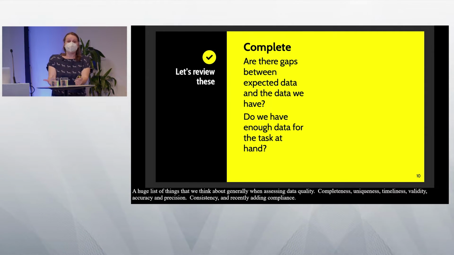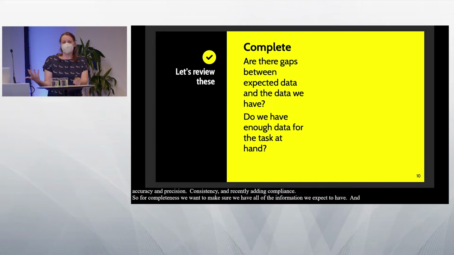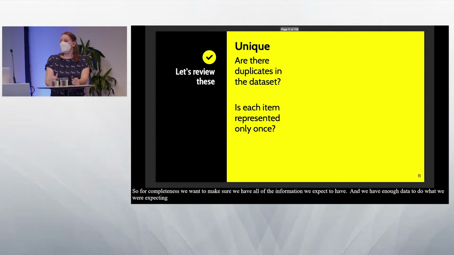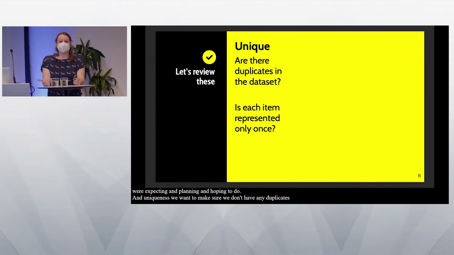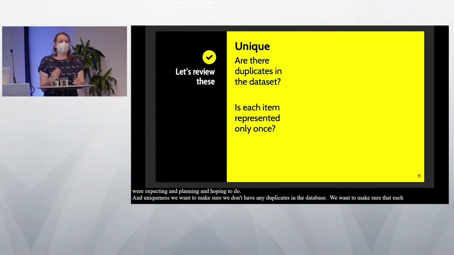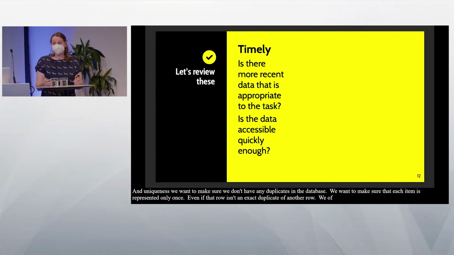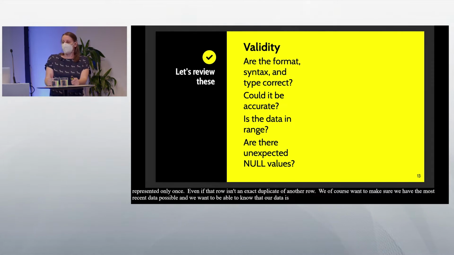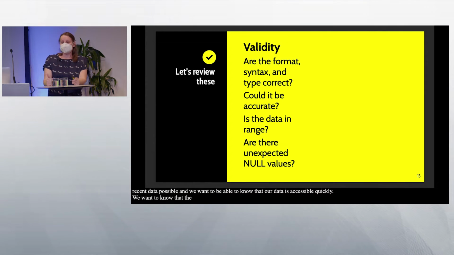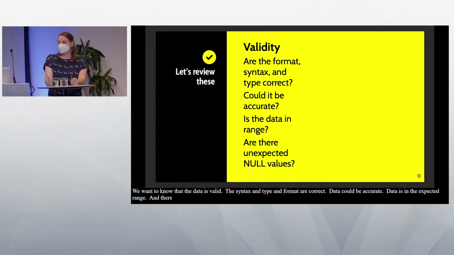For completeness, we want to make sure that we have all of the information we expect to have, and we have enough data to do what we were expecting and planning and hoping to do. Uniqueness: we want to make sure that we don't have any duplicates in the database. We want to make sure that each item is represented only once, even if that row is not necessarily an exact duplicate of another row. For timeliness, we of course want to make sure that we have the most recent data possible, and we want to be able to know that our data is accessible quickly. We want to know that the data is valid: the syntax and type and format are correct, the data could be accurate, the data is in the expected range, and there are hopefully no unexpected null values.